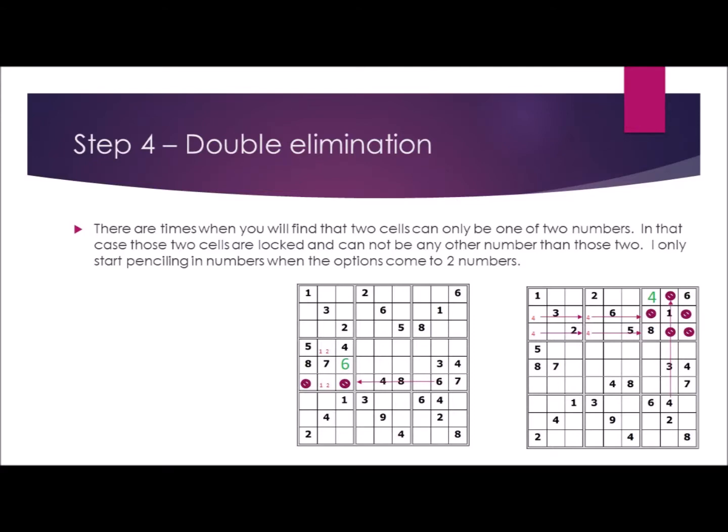Now the fourth option, this fourth step for solving the Sudoku game is something I call a double elimination. So you might have two boxes that can be two different numbers.